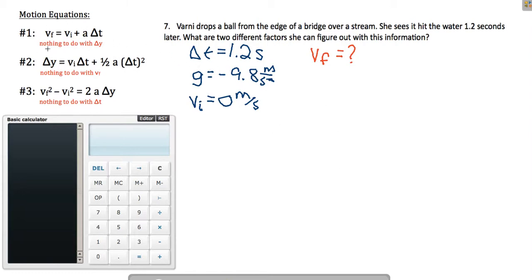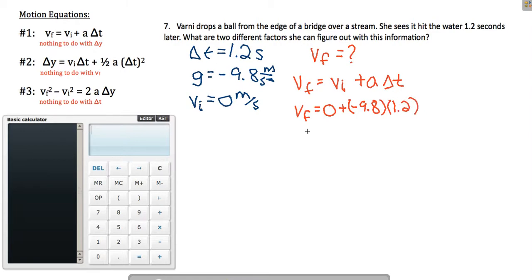In the space here, we're going to use equation number 1, because so far we're not dealing with height. We're going to use equation number 1 to find the speed of that ball. So equation number 1 says VF is equal to VI plus acceleration times time. We know what all three of those are. VI, we just said, was 0, plus acceleration is the negative 9.8, multiplied by the time it was in the air, which is 1.2.